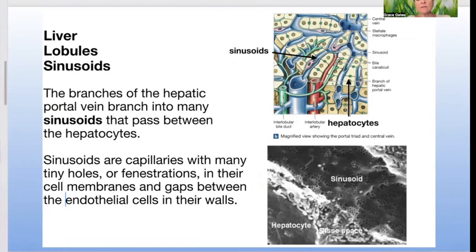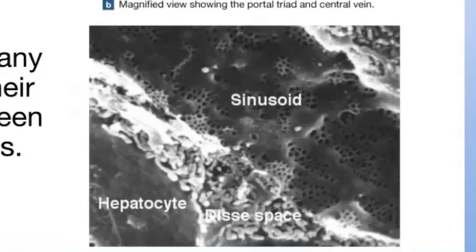These sinusoids are capillaries with many tiny holes, or fenestrations, in their cell membranes and gaps between the endothelial cells in the walls of the capillary. We haven't done blood vessels yet, so we'll review this when we get to blood vessels. And there's a picture in the right lower corner of the slide.